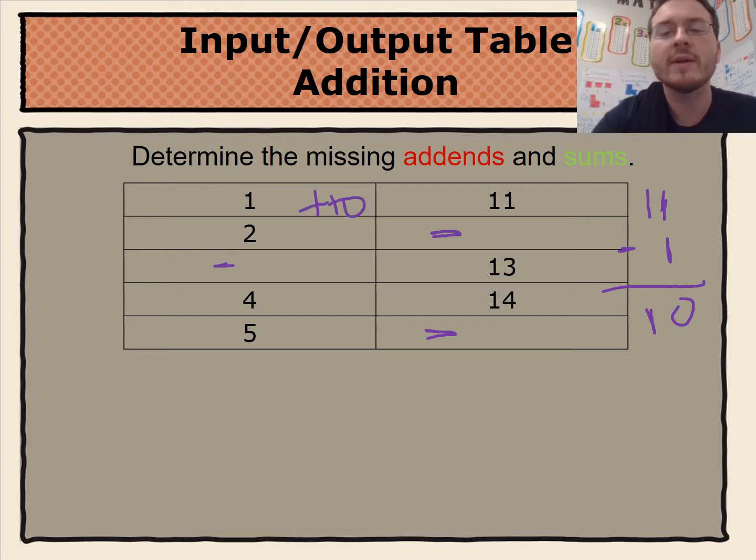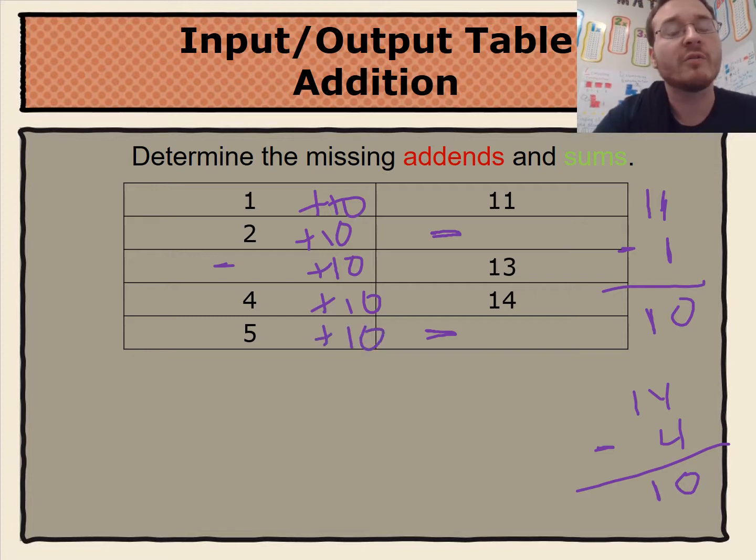To check that though, we need to apply it to another row on our table. So 14 minus 4. Now, if this gives us 10, then we'll know our rule is correct. 4 minus 4 is 0. 1 minus 0 is 1. So again, we have plus 10. So that means our rule is plus 10 for all rows of our table.